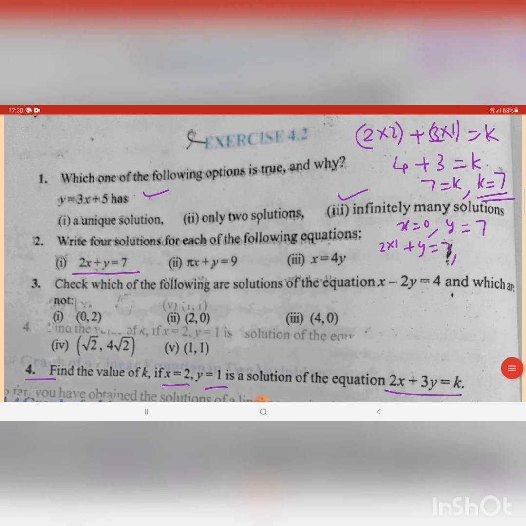Then y equal to 5. So x equal to 1, y equal to 5. Next, two more solutions we have to find. Put x equal to 2, then y equal to 7 minus 4 equal to 3. Put x equal to 3, then y equal to 7 minus 6 is equal to 1. So these are the 4 solutions for the equation 2x plus y equal to 7.